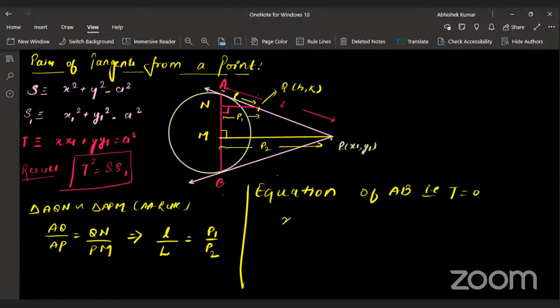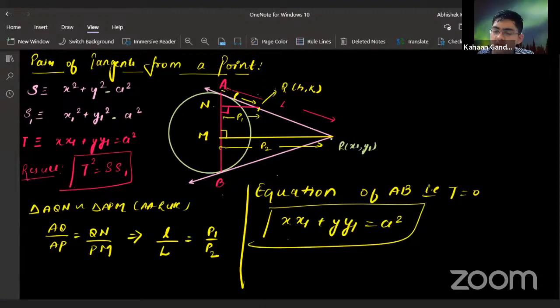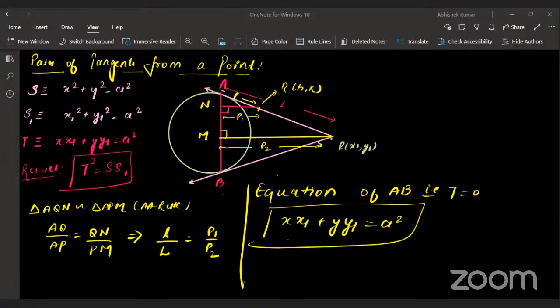T is given by x(x1) plus y(y1) is equal to a square. Sir, how did T equal to 0 come? I didn't understand. This was covered in the last session. We did the proof of it. Yes or no? It is very fast, so that's why I got confused. That's okay. Yes or no? Others, so, right? Now, what else should we do?